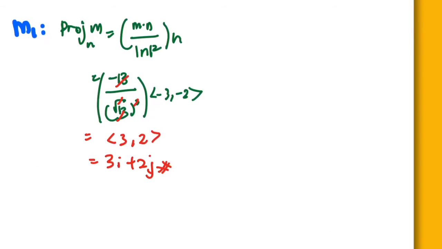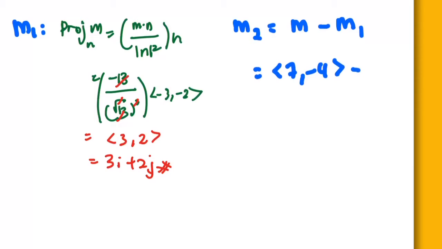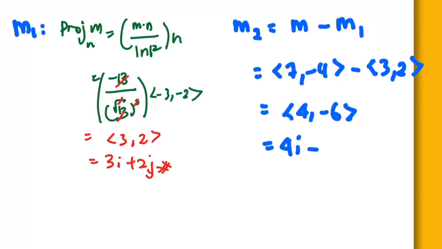After we got M1, which is the projection, the next step is we want to find M2. So the formula of M2 is M minus M1. Therefore, let's fill in our M, 7, minus 4. And then we minus our M1 just now, 3, 2. Therefore, our answer is 4, minus 6, or you can write it as 4i minus 6j.